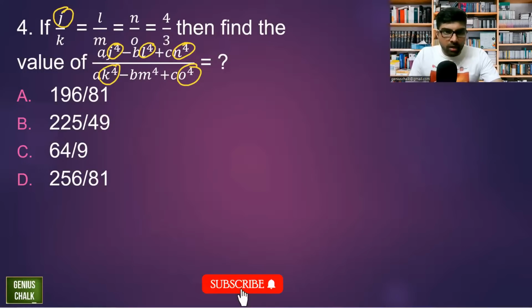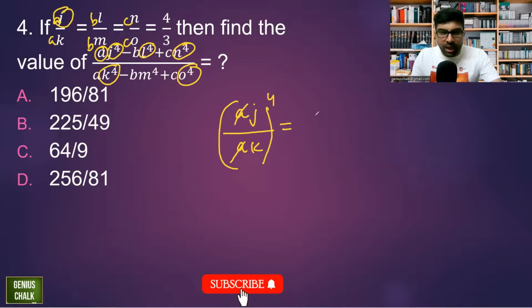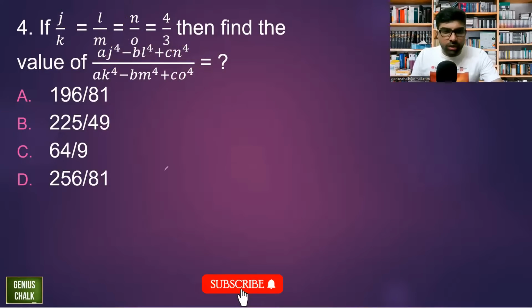Some constant is multiplied with their ratios, like AJ, AK, BL, BM, CN, and CO. If you multiply the constant with some ratio and make the power 4, it will not make any impact, because A and A will eventually get cancelled, and the answer has to be irrespective of whether I add or subtract. The only thing I need to make sure is that it is not 0 by 0 form. Guys, this is also very, very important.